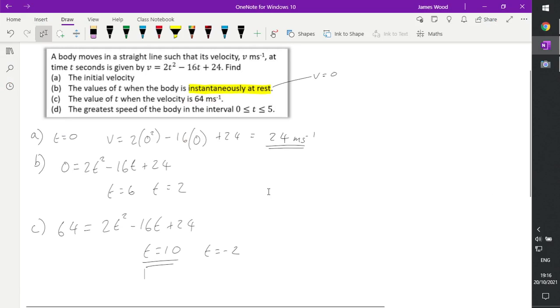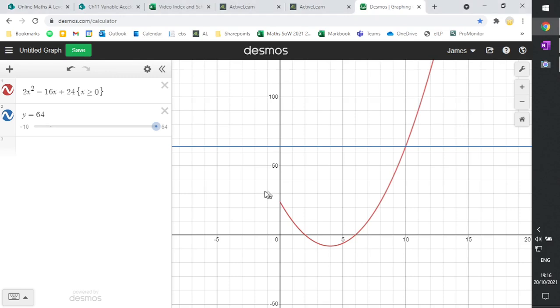Part D, the greatest speed of the body in the interval 0 to 5. Notice as well that it says greatest speed rather than greatest velocity. So it could be that it's a negative value, but a large negative value. So between 0 and 5, so let's just sketch this graph between 0 and 5 then. It's just going to be that bit there of my graph. Okay. Maybe I'll draw the whole thing as well.